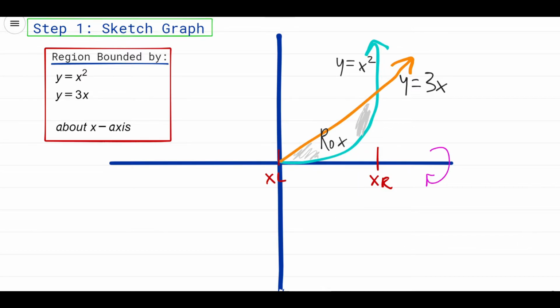So our outer radius, our RO of x, will be the orange line, which is y equals 3x, and our RI of x, r subscript i of x, will be our inner radius, the teal line. So that's what our graph looks like. Drawing the graph is absolutely important. Before you solve the integral, you need to draw the graph so you know which line is closer to the x-axis and which line is farther from it. So now let's start to identify variables of integration.